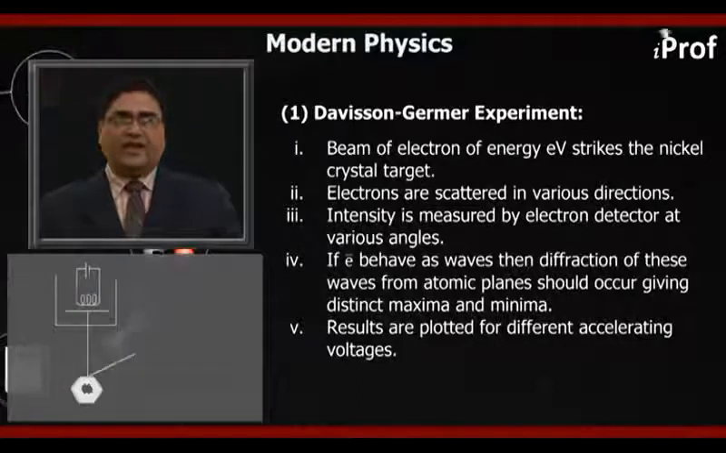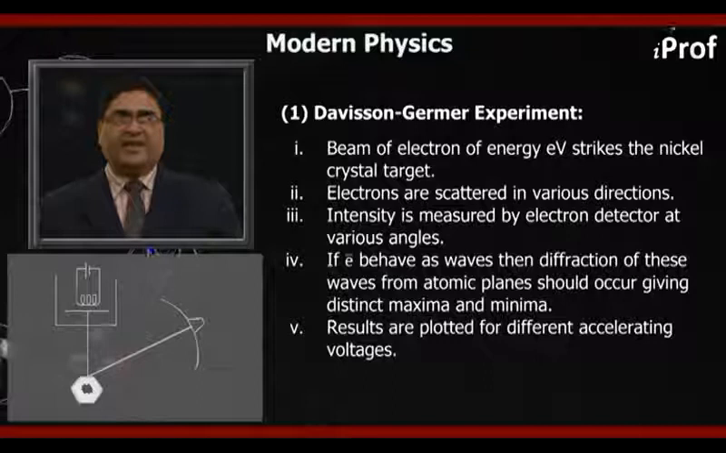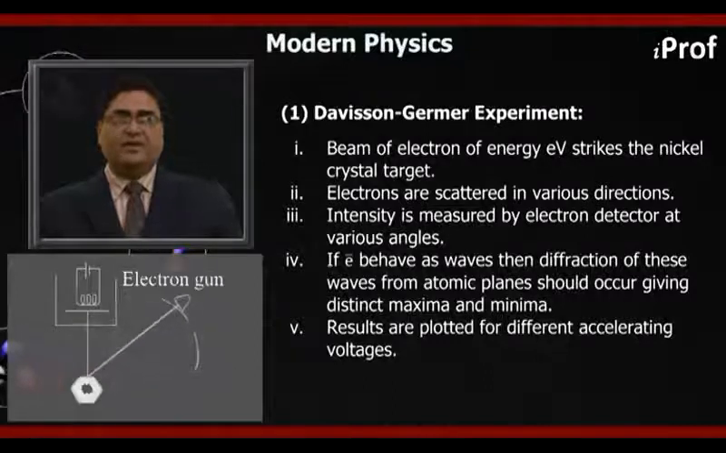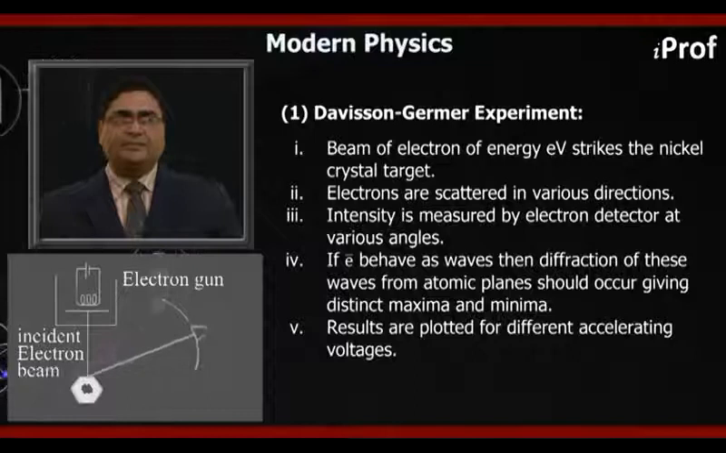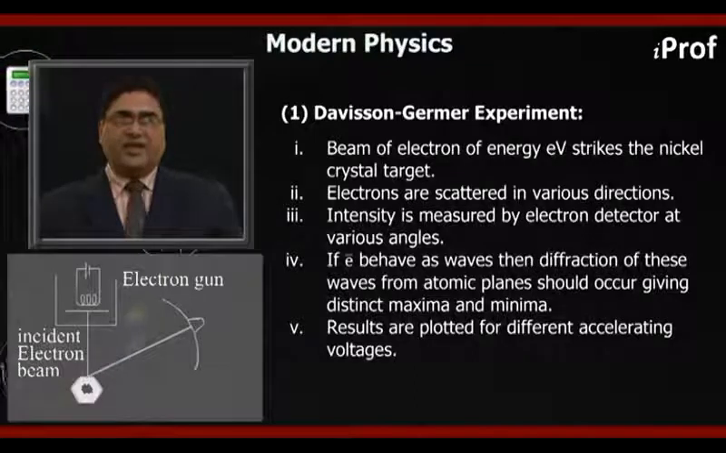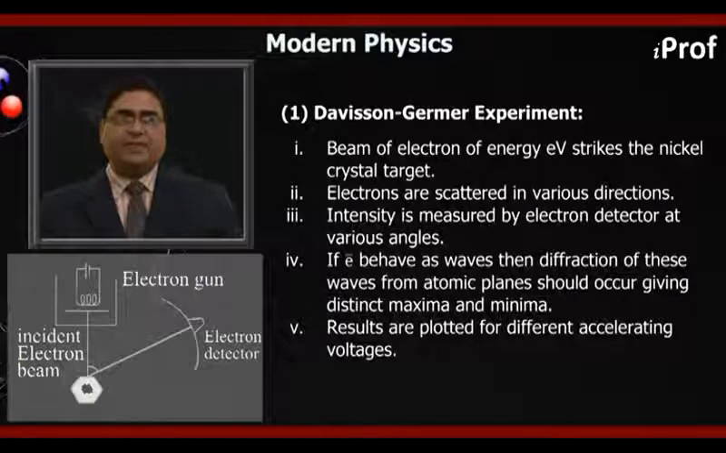With the help of the electron gun, electrons of desired energy can be obtained by applying a suitable potential difference. The function of the nickel crystal is to diffract the incident electron beam. And the function of the electron detector is to count the number of diffracted electrons, that is, to measure the intensity.